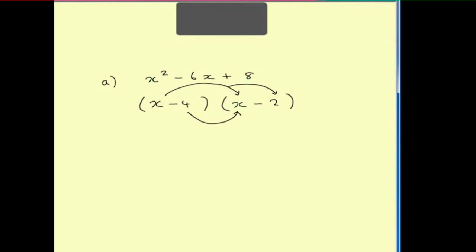Okay, so let's go through the solutions to the quiz. So the first one, x squared minus 6x plus 8. Well, we need to think of two numbers that multiply together to get 8 and add together to get minus 6. So the two numbers we need are minus 4 and minus 2. So put two brackets, minus 4 in one bracket and minus 2 in the other. So a good idea to expand to test to make sure we get back to what we started with. So that makes x squared minus 2x minus 4x plus 8.